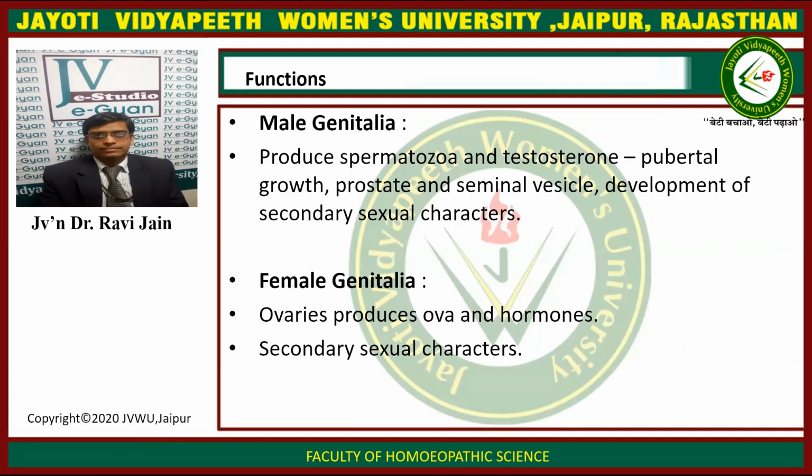What are the functions? The function of male genitalia is to produce spermatozoa and testosterone. So production of sperm and testosterone, and pubertal growth, it is responsible for the growth at the time of puberty. The prostate is there, the seminal vesicles are there, and development of secondary sexual characters is due to these hormones. Female genitalia have the ovaries that produce ova and hormones, estrogen and progesterone, and the secondary sexual characters are developed due to female genitalia. So this was just the basic outline of functions of the kidney, normal anatomy, and genitalia.